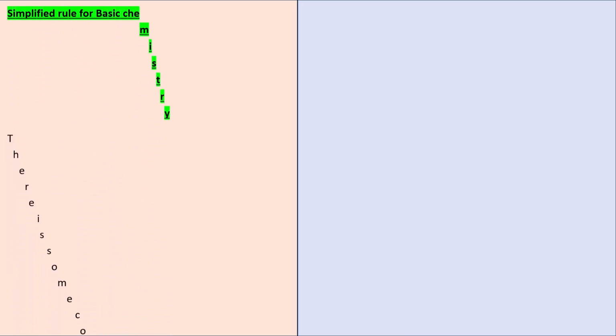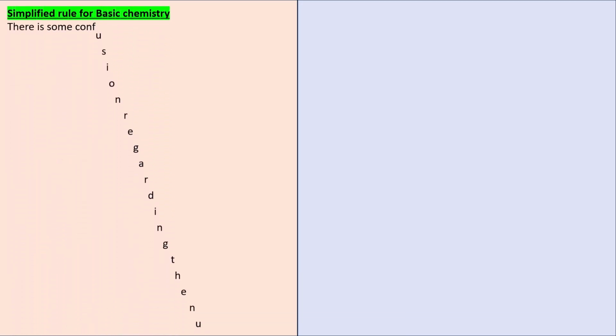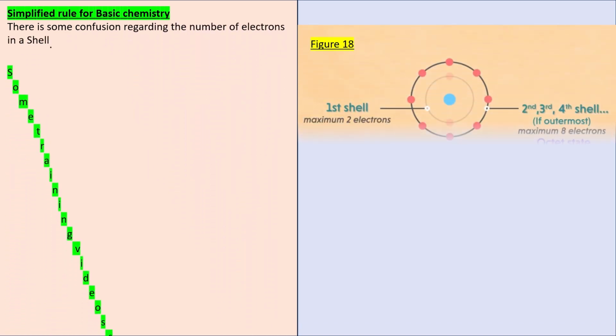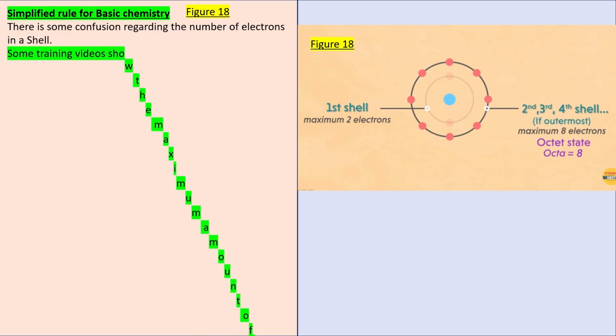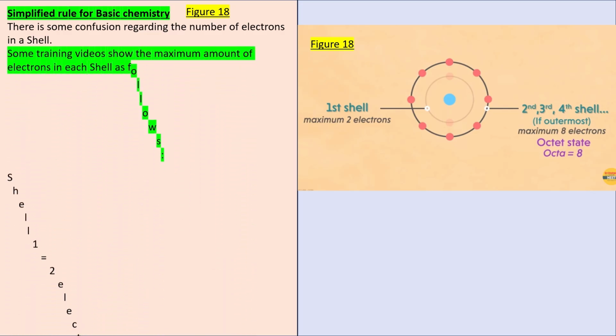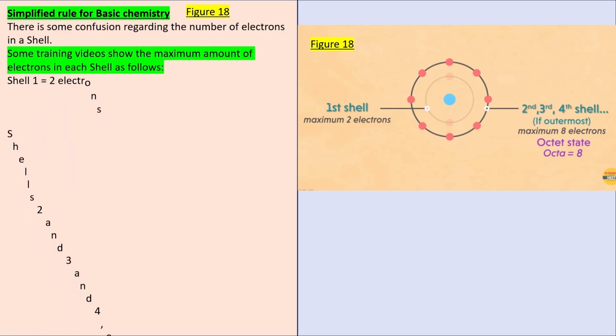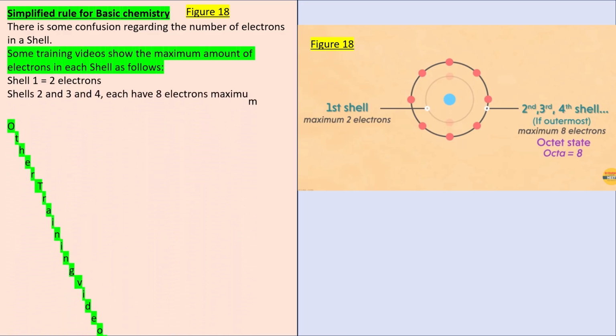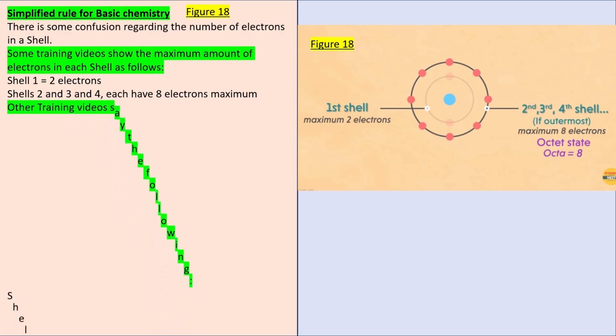Simplified rule for basic chemistry. There is some confusion regarding the number of electrons in a shell. Some training videos show the maximum amount of electrons in each shell is as follows. Shell 1 equals maximum 2 electrons. Shell 2, 3, and 4 each have a maximum of 8 electrons.